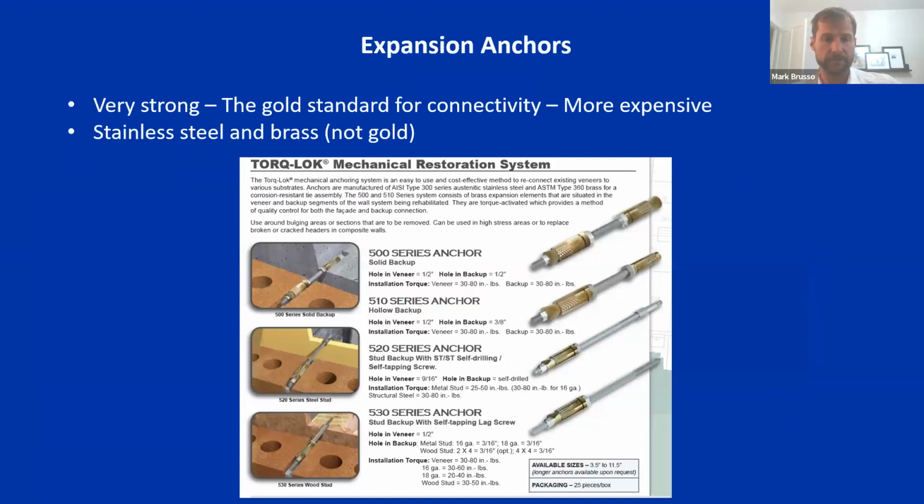Now another product which we deal with a lot is a torque lock. That's the brand name, but essentially the torque lock anchor is an expansion anchor made of stainless steel and brass. So I describe them as the gold standard for connectivity. They're not made of gold, but they are very, very, very robust.